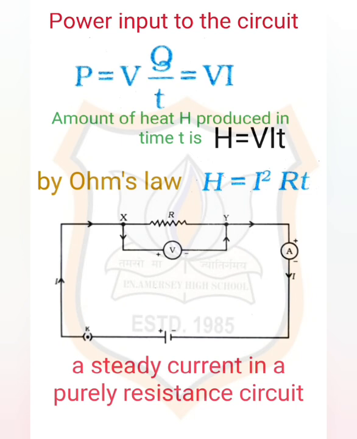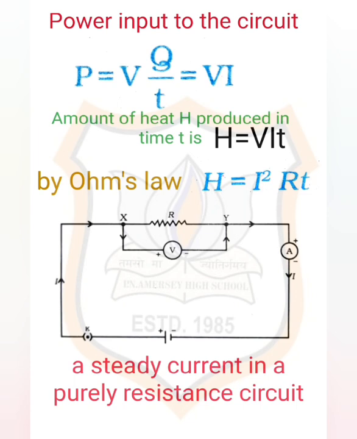Consider a current I flowing through a resistor of resistance R. Let the potential difference across it be V volts. Let t be the time during which a charge Q flows across. Now the work done in moving the charge Q through a potential difference V is VQ, W is equal to VQ. We have discussed this initially.